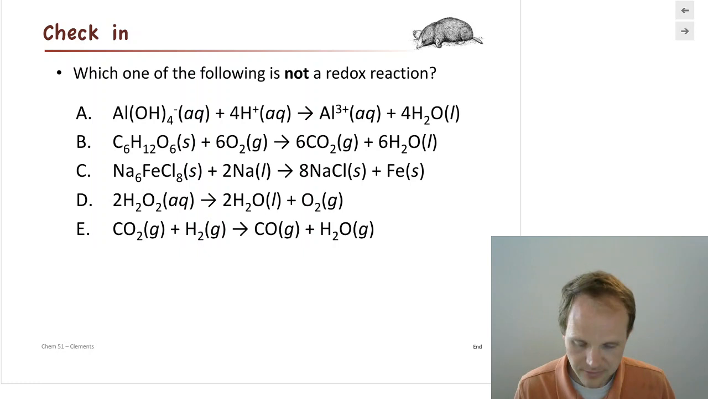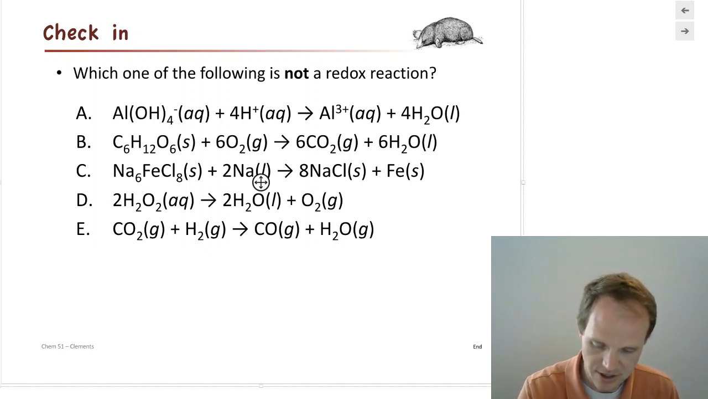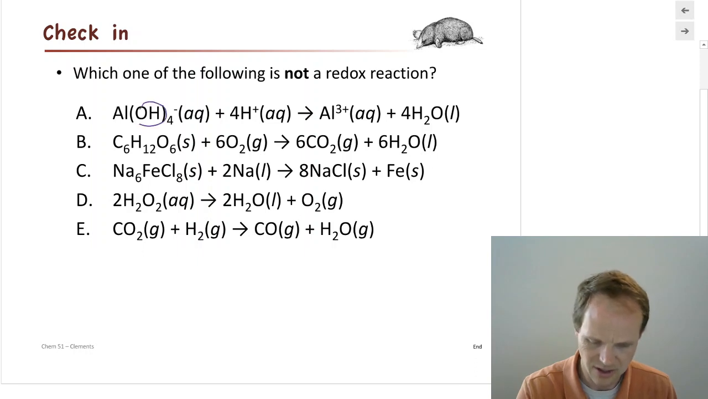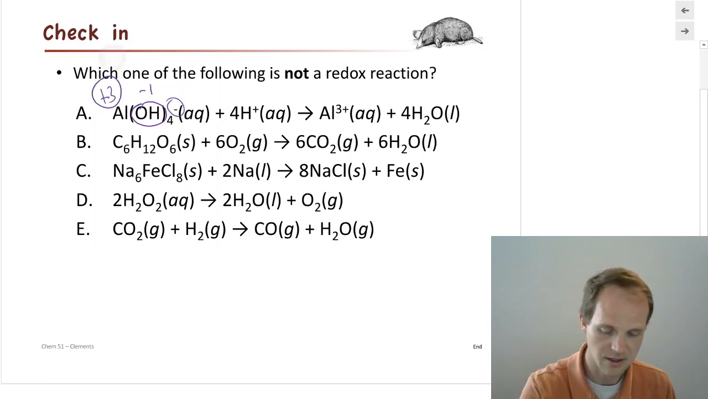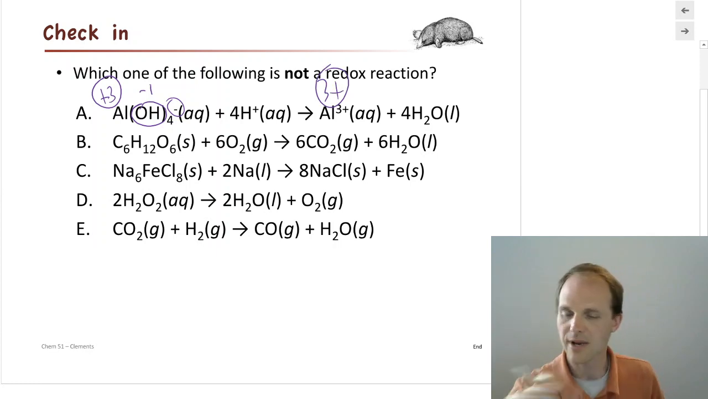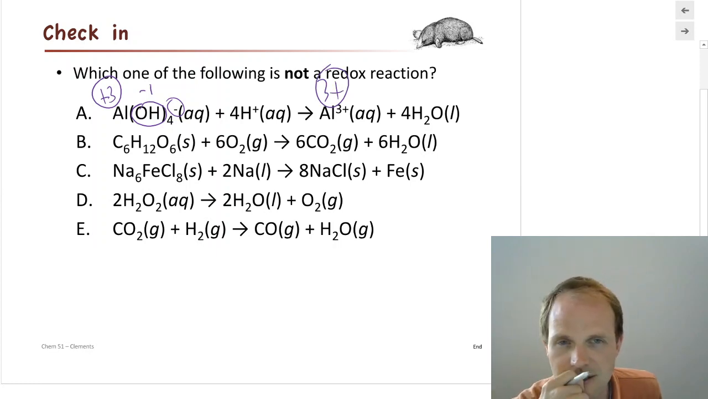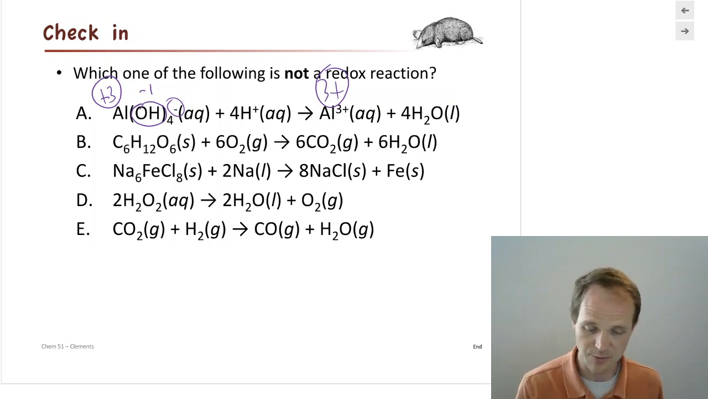Okay, let's go through them. Aluminum, what's its charge there? Well, you're like, I don't know. Well, hydroxide's a -1. You got 4 of them. That's a total of -4. You can do the math. You get aluminum is +3. Already, if you've got a metal that's not changing oxidation state, that's a pretty strong sign that you might not have a redox reaction. But anyways, let's look around at everybody else.